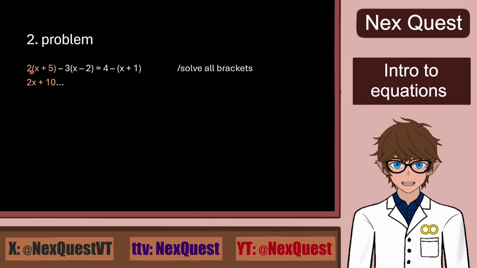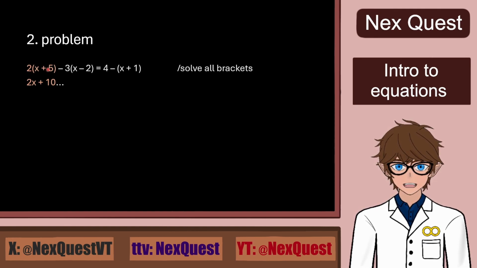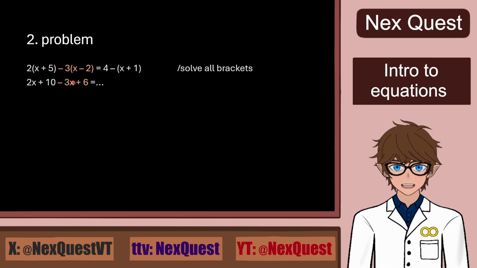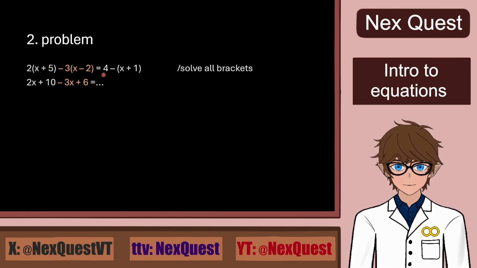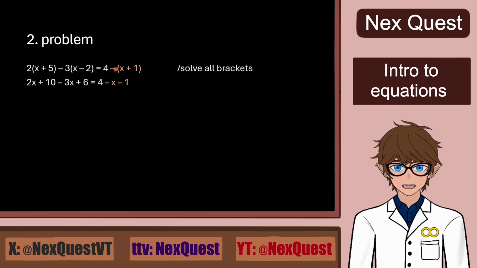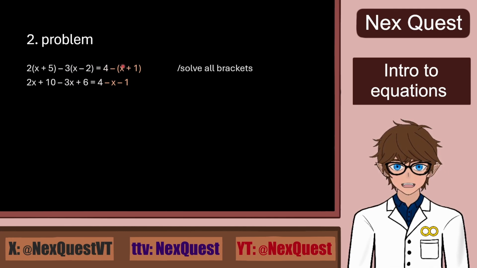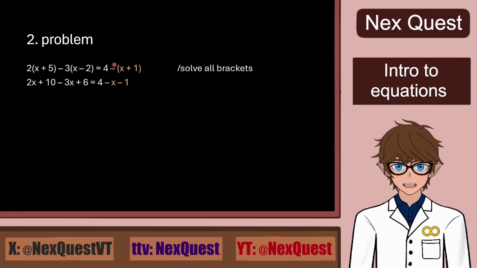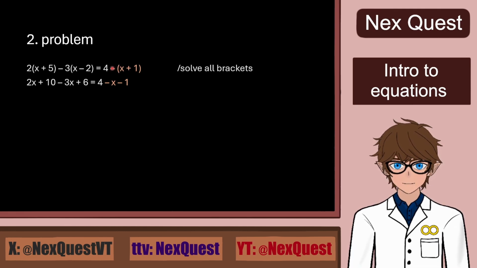First, we break apart this, so we get 2x plus 10. Then we get minus 3x plus 6, because minus times minus is plus, which equals 4, we copy. And then minus, let's look at this as a minus 1 times the bracket with x plus 1 in it. So minus 1 times x is minus x, and minus 1 times plus 1 is minus 1.